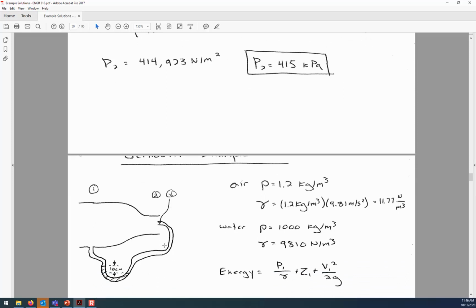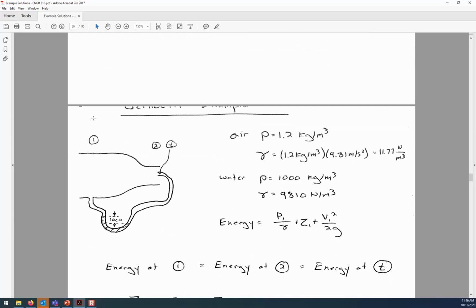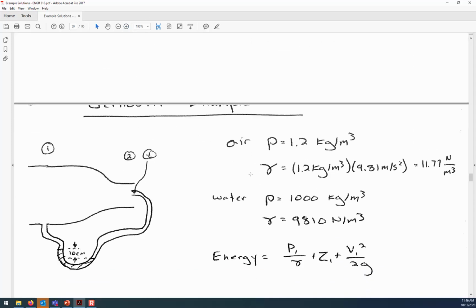Okay, so just some preliminary stuff. We know that we're going to be working with air that's flowing through the nozzle, and so we were given the density of air, and by multiplying that by g, we can get the gamma, or the unit weight for air. And then we have the same kind of constants that we know for water, the density and the unit weight for water. And the basic principle here is that at 3 points, at location 1, location 2, and location T, at those 3 locations, the energy is conserved.